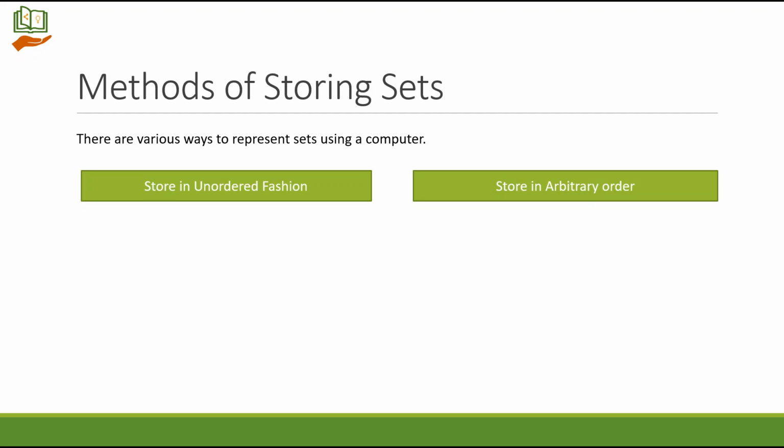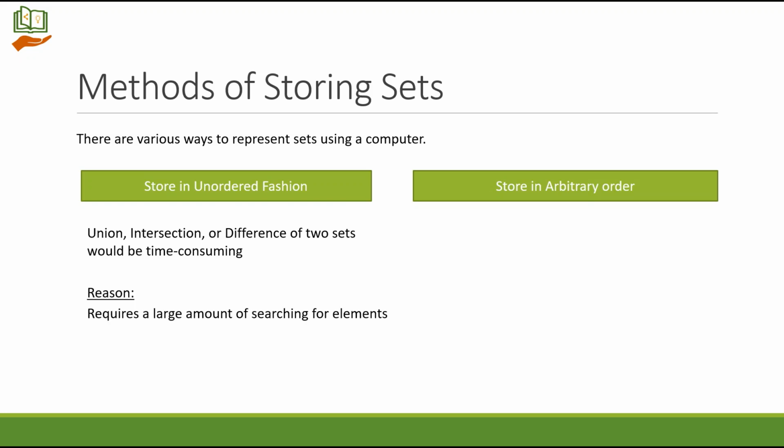We'll just try to understand in what way one method is better than the other. Union, intersection or difference of two sets would be time consuming. Why? Because this requires a large amount of searching for elements. When they are unordered, you don't know which element is present in which position. Think in the context of a computer. Only when you know a particular location will you be able to access a particular element. If you are not able to trace out where it is, this will require a large amount of searching for those elements. After searching them only, you will be able to do union or intersection.